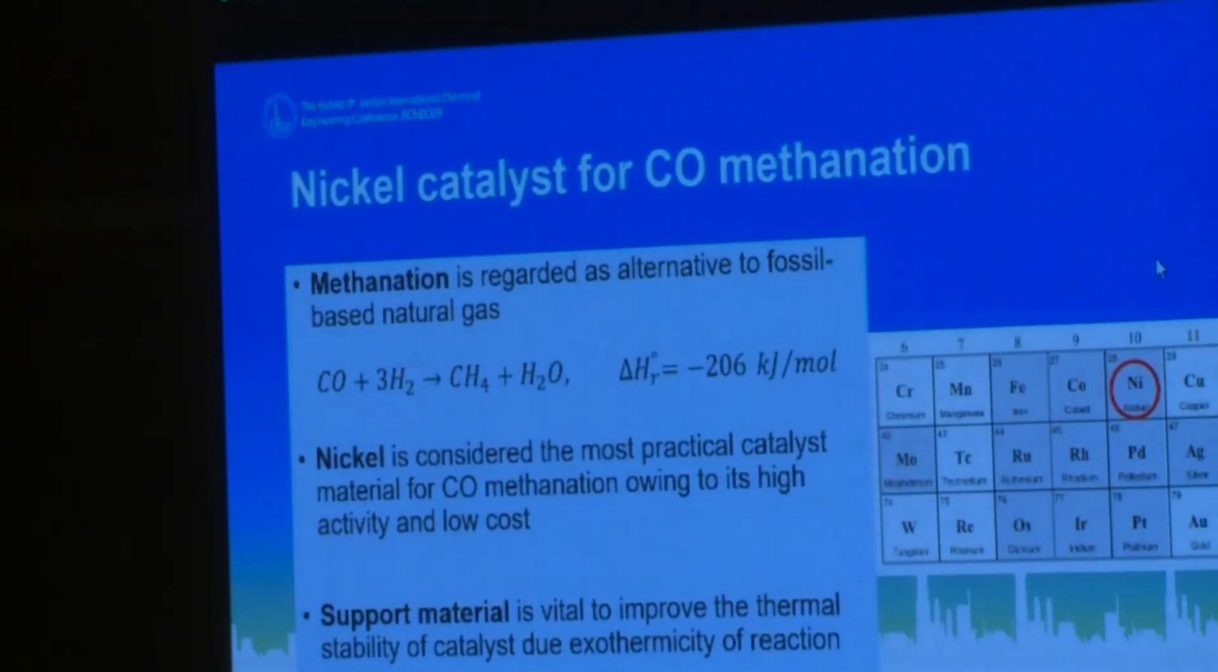So, since we are studying carbon monoxide behavior in our catalyst, we will test the catalyst in a reaction that involves CO, which is CO methanation. Methanation is regarded as an alternative to fossil-based natural gas, where CO reacts with hydrogen to produce methane and water. The most practical catalyst is nickel because of its high activity and low cost. However, due to the exothermicity of the reaction, a support material is vital to improve the thermal stability of the catalyst.